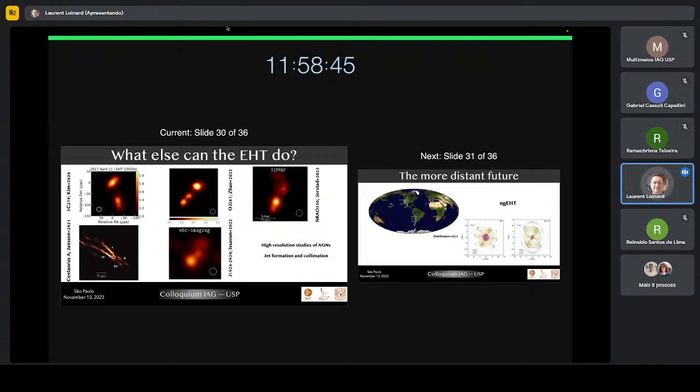But these are very interesting to understand the formation and collimation of the jets that come from these objects. So these are images with unprecedented angular resolution of these sources, and they are all very interesting in itself.